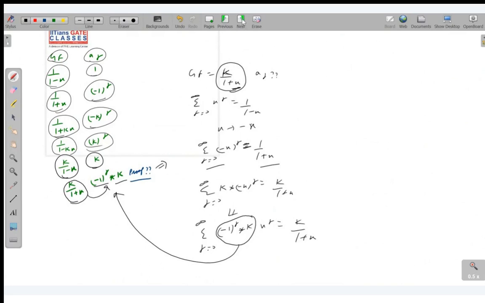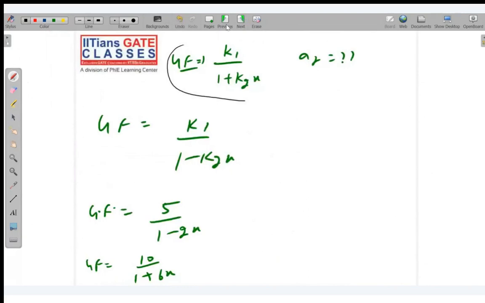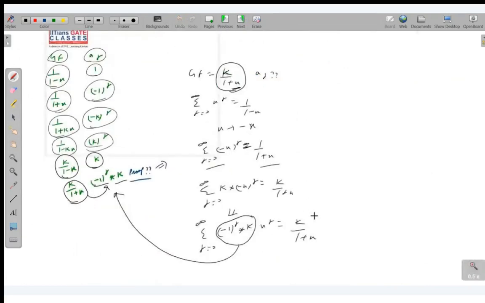Okay, I'm jumping now. Next is, so the generating function is, yeah. In the previous proofs, minus 1 to the power r into k to the power r. So therefore, x power r is not there. K into x to the power r you have written, sir. Yeah, k into x power r. Whereas in the given list we don't have such. It's fine.